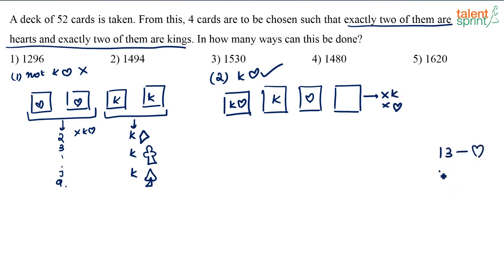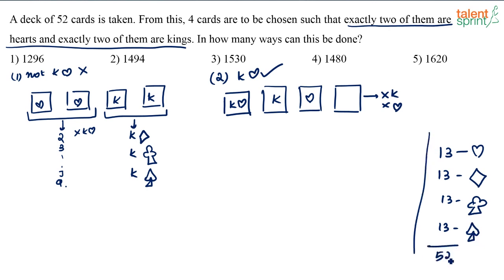There will be 13 heart cards, 13 diamond cards, 13 club cards, and 13 spade cards, right? So there are 52 cards in a complete pack of cards. Okay, now out of that, when I say that I am choosing 2 heart cards and I am definitely not including the King of Hearts in it, in how many ways can I select it?